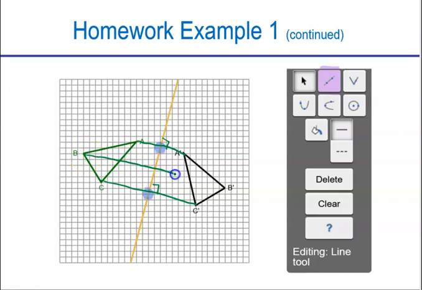Notice I only did it for 2 points. You know why? Because you only need 2 points to graph a straight line. But if I visually check that, it appears to be perpendicular, and it is the same distance from B to the line as it is from the line to B primed over here. Okay, so that's the idea to get that done.